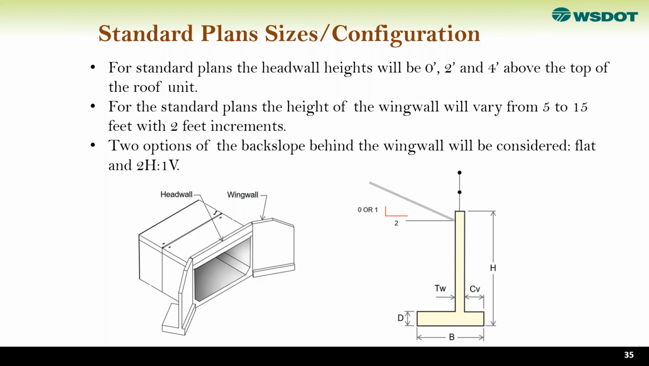For a standard plan, the head wall will be 0, 2 feet and 4 feet above the roof line. And for a standard plan, the height of the wing wall will vary from 0 to 2 feet in 2-foot increments, and then 5 feet to 15 feet with 2-foot increments, and then there are 2 options for the back slope behind the wing wall, considered flat and 2 to 1. That's the back of the wing wall that we are talking about, and this is the 1 to 2 that's considered over there.